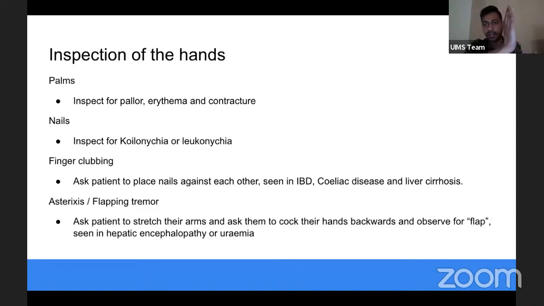So we get them to cock their hands at the wrist, and if, for example, there's renal failure and they're showing signs of uremia, or if there's hepatic encephalopathy, their hands will start flapping like this, like a tremor. And usually we do ask the patient to hold their wrist cocked back for about 30 seconds if they can. And if they can't, this could also be a sign of hepatic encephalopathy.